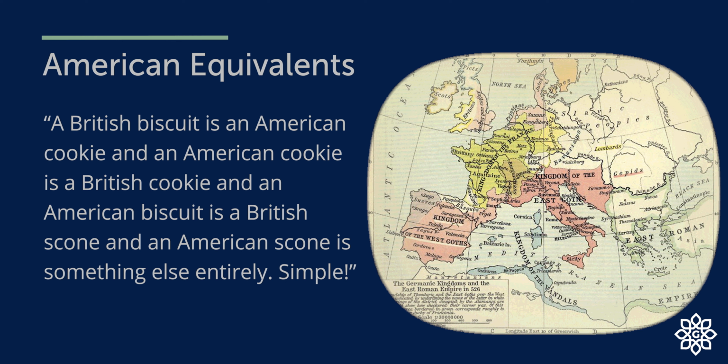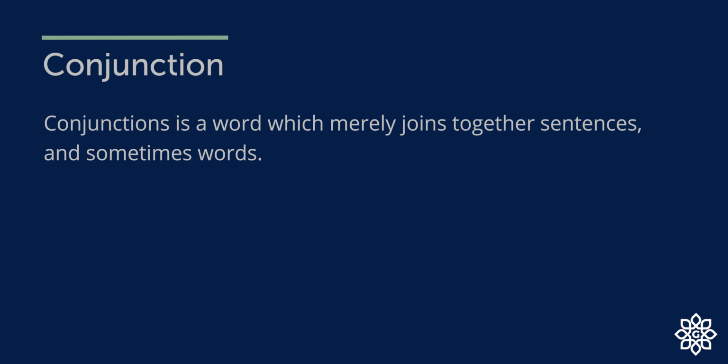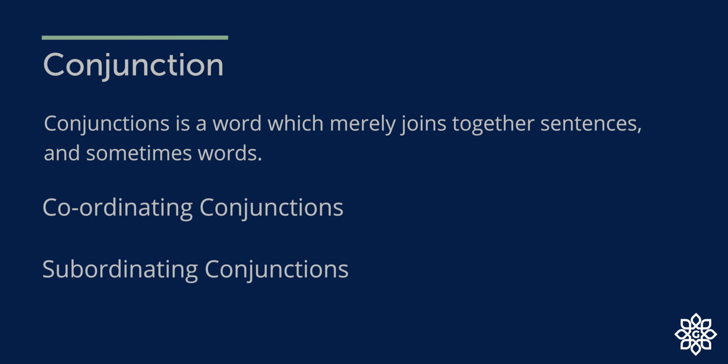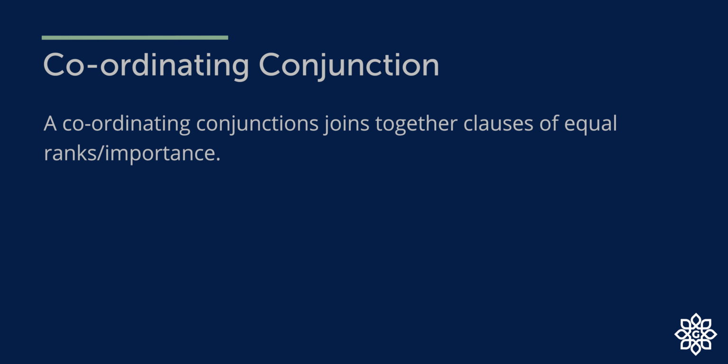Now, let's move on to the next grammar topic, conjunction. Conjunction is a word which merely joins together sentences and sometimes words. Conjunctions are divided into two classes, coordinating and subordinating conjunction. So what is a coordinating conjunction? A coordinating conjunction joins together clauses of equal rank or importance.